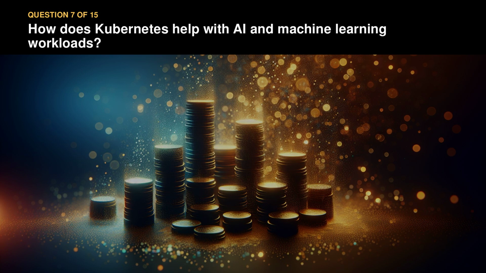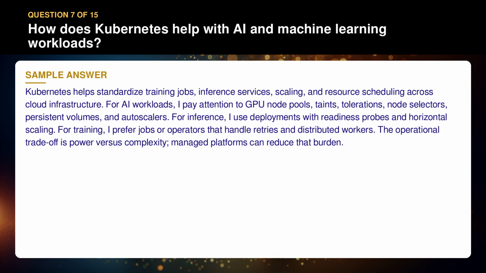Question 7. How does Kubernetes help with AI and machine learning workloads? Kubernetes helps standardize training jobs, inference services, scaling, and resource scheduling across cloud infrastructure. For AI workloads, I pay attention to GPU node pools, taints, tolerations, node selectors, persistent volumes, and autoscalers. For inference, I use deployments with readiness probes and horizontal scaling. For training, I prefer jobs or operators that handle retries and distributed workers.